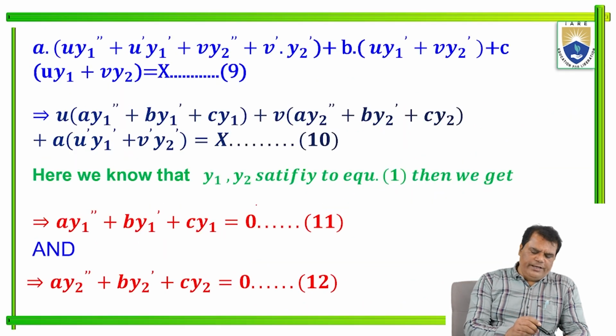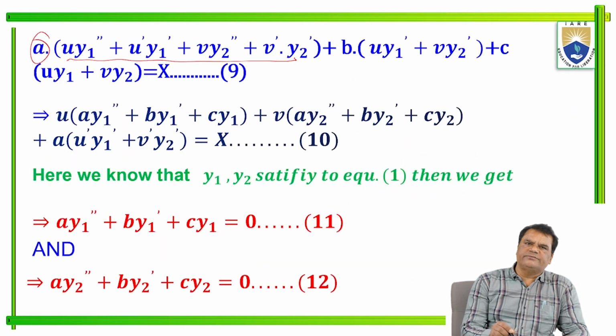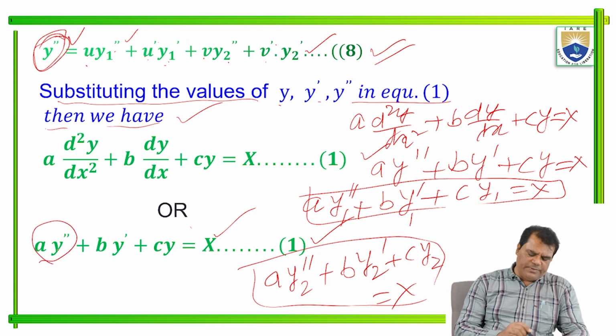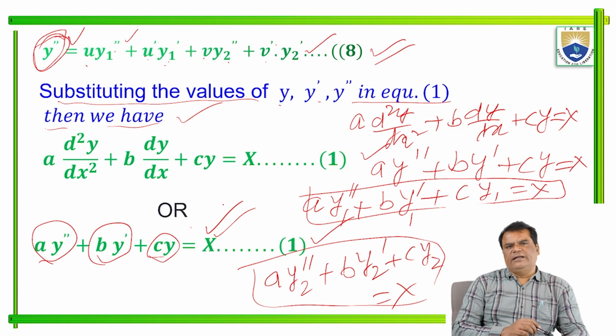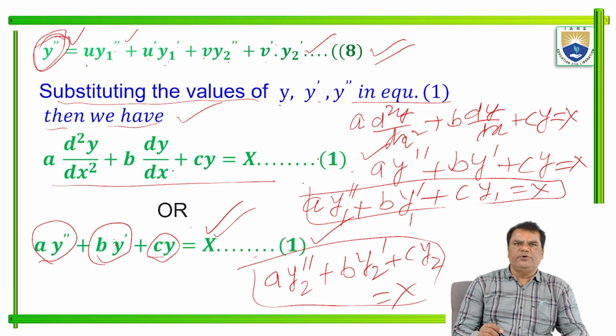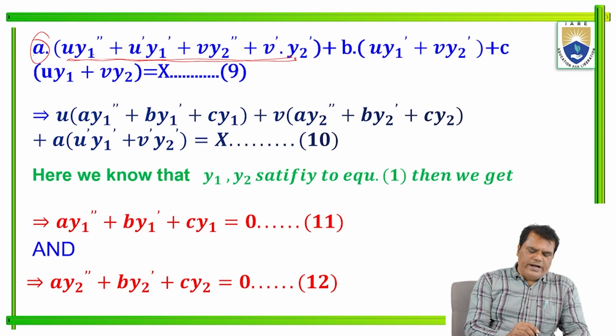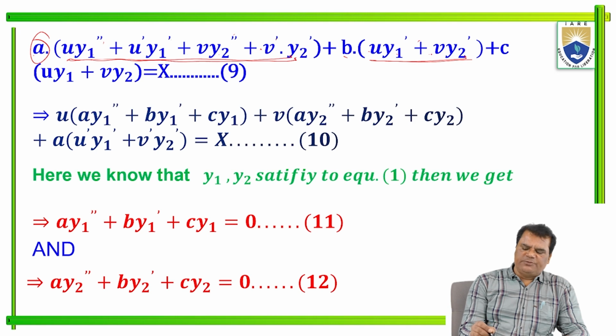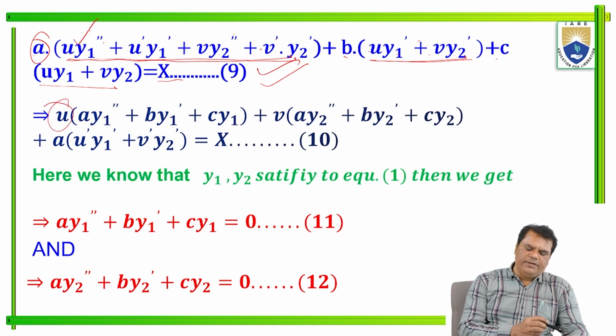Now putting in the value of y double dash, the second derivative of y. I am writing the equation a y double dash plus b y dash plus c y equal to x. This is the given general differential equation, and both are the same, equation 1. So putting the value of y double dash: u y1 double dash plus u dash y1 dash plus v y2 double dash plus v dash y2 dash, plus b times the value of y dash: u y1 dash plus v y2 dash, plus c times the value of y: u y1 plus v y2, equal to x. This is equation 9.